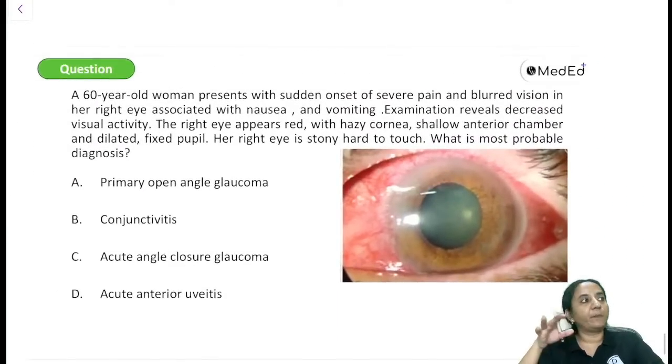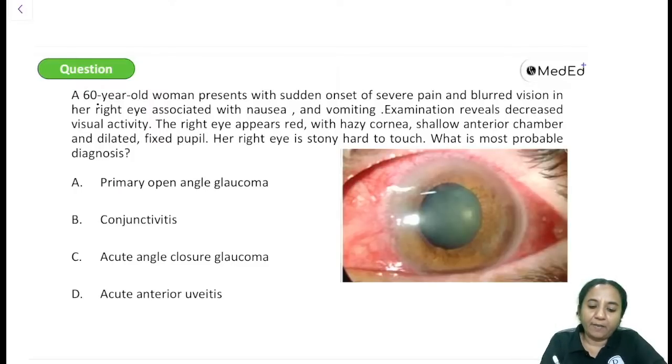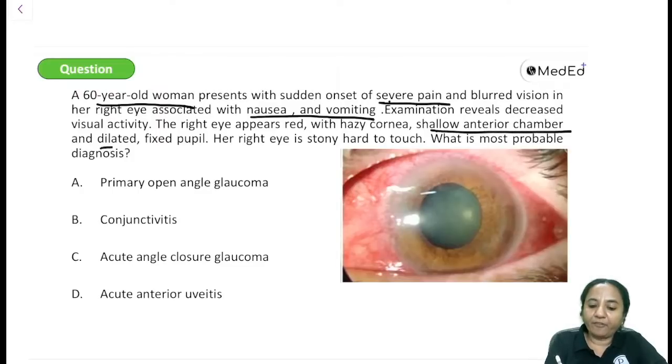Now this is an often repeated question, often asked PYQ. So let us look at what the keywords in the question are. It says that there is an elderly female patient presenting with sudden onset severe pain and blurred vision. The pain is so severe that there is associated nausea and vomiting. On examination, visual acuity is decreased, the eye is red with hazy cornea, shallow anterior chamber and dilated fixed pupil, and the eye is stony hard to touch. Stony hard to touch means IOP is very, very high.